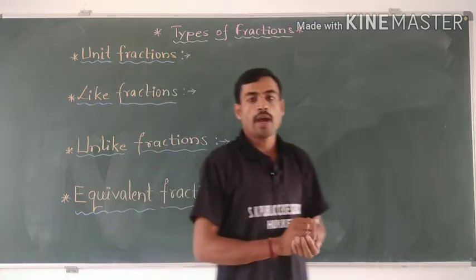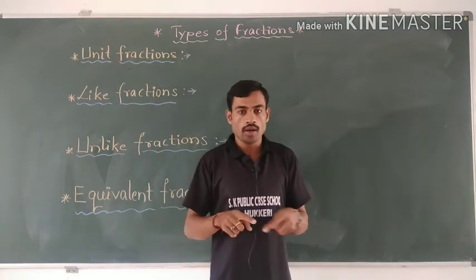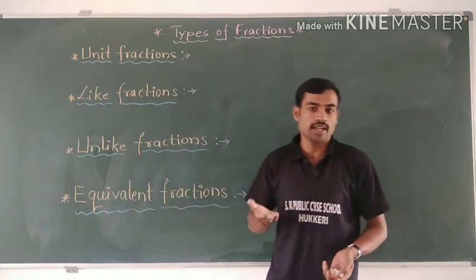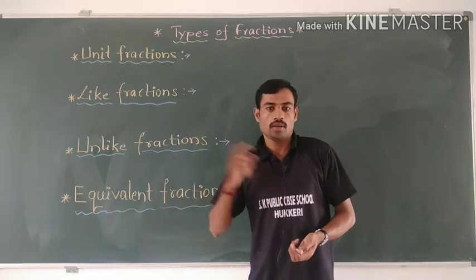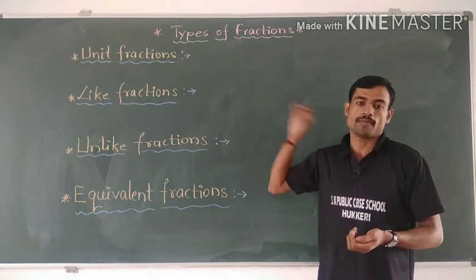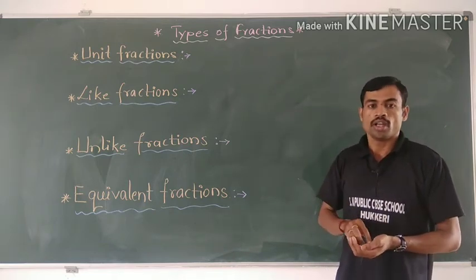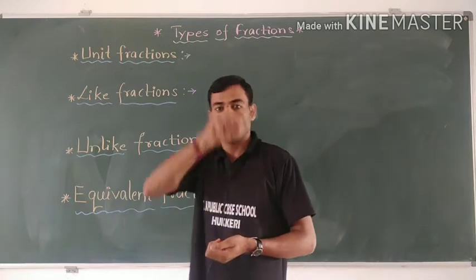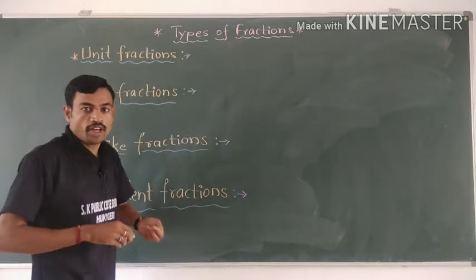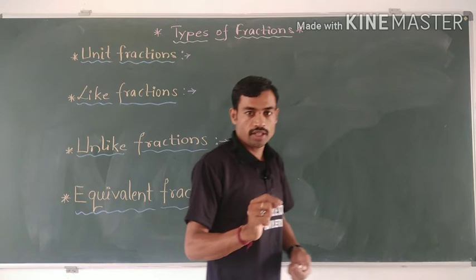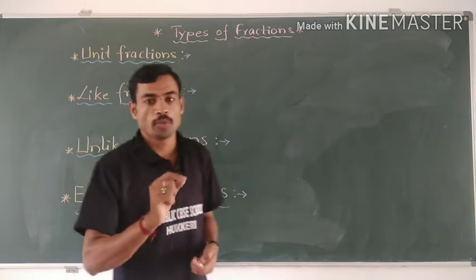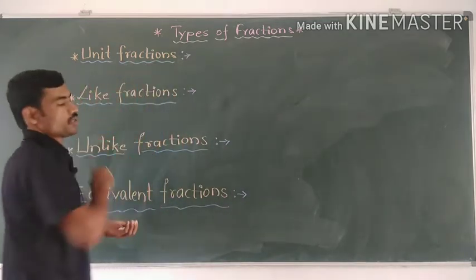Unit means we take the entire whole and make sub parts. A part is the fraction from the whole. Whatever part we have taken, that is the fraction. Fraction is a part of whole. If you take only one part from the entire whole, that is called a unit fraction. A unit fraction is a fraction in which the numerator is always 1.